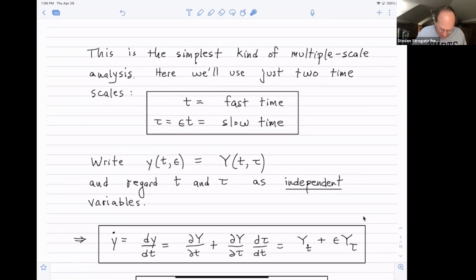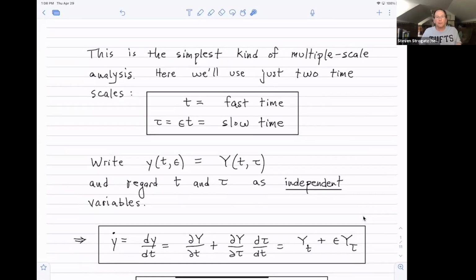Since I'm going to be doing ordinary differential equations, I'll have occasion to compute y dot, the time derivative with respect to t. And in the method of multiple scales, you treat it like this. Since we're thinking of t and tau as independent, we take this derivative as a total derivative, which has partial derivative contributions, partial y with respect to t, and a term that is partial y with respect to tau. And then we have to take account of the fact that d tau dt gives us an epsilon contribution through this relationship.